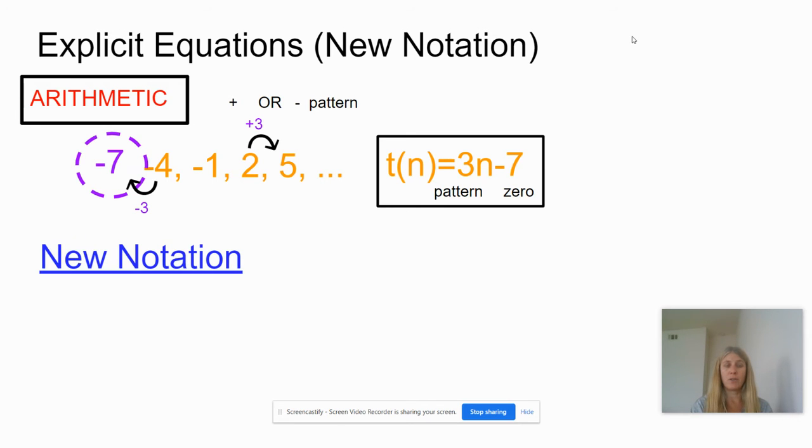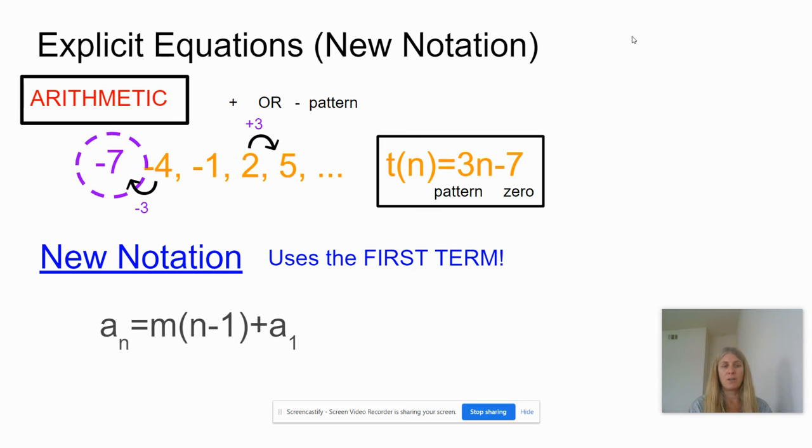Okay. Now, the new notation uses the first term as opposed to the 0. And it's kind of nice because you don't have to work backwards to find the 0. All you need to know is the pattern, and you can just plug your numbers into this equation. The equation looks a little funky. It's the one most of the world uses for sequences, and it's just something that you have to have written down and memorized to use. So it's a of n is equal to m times the quantity n minus 1 plus a of 1.